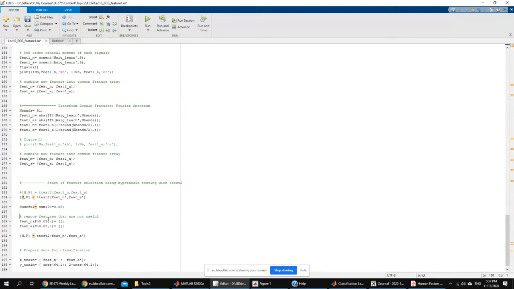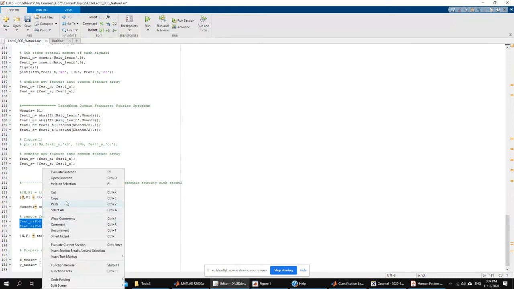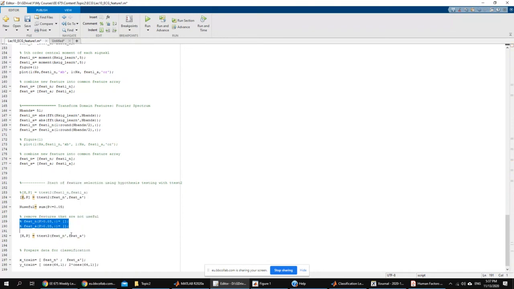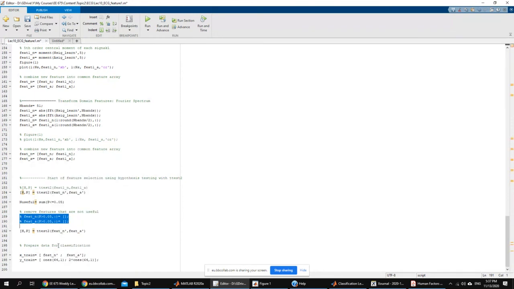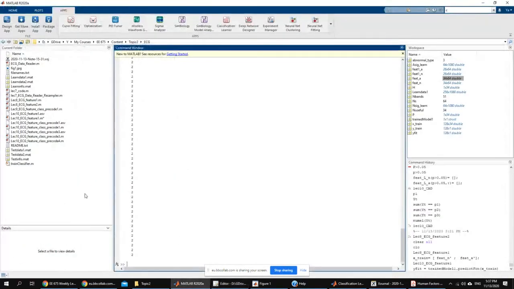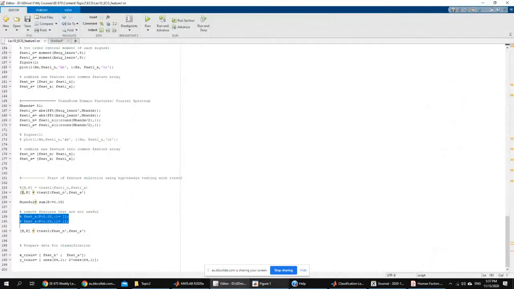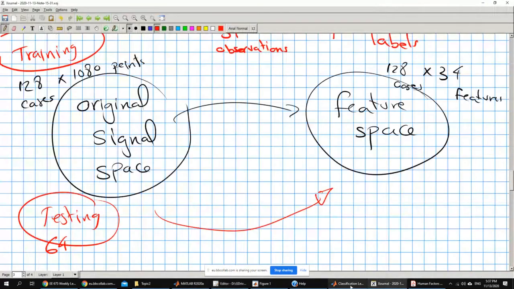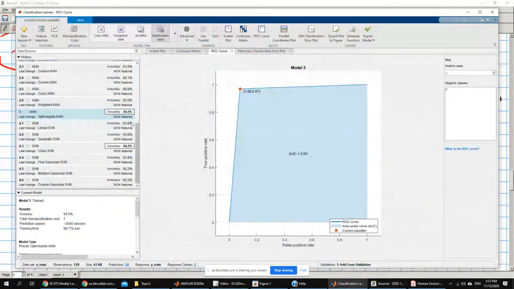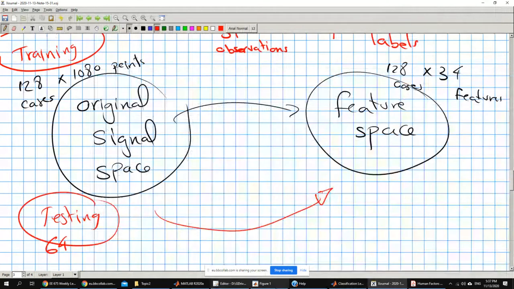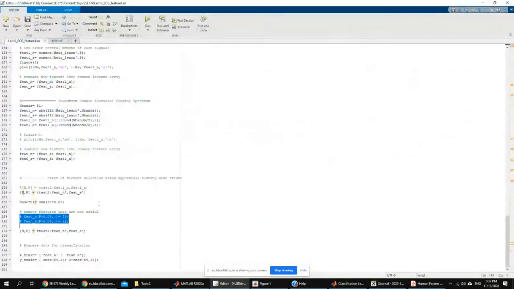What I'm going to do now is I'm going to remove that. So I'm going to keep the features that are not useful. Let's see how the results will become. Let's remember that the best results we got was like 94.5%. So I'm going to try now and run this.